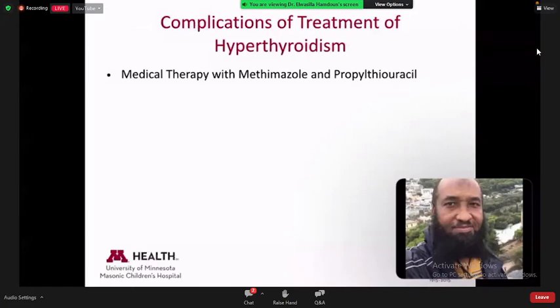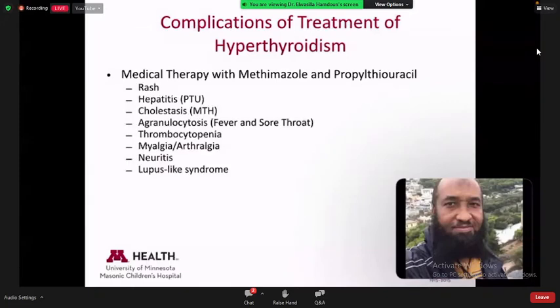Medical therapy with methimazole and propylthiouracil. Remember side effects: rash, hepatitis, cholestasis, agranulocytosis, and others. The ones that I want you to remember for your preparation for your exam are two side effects: liver dysfunction and agranulocytosis. These are the two.